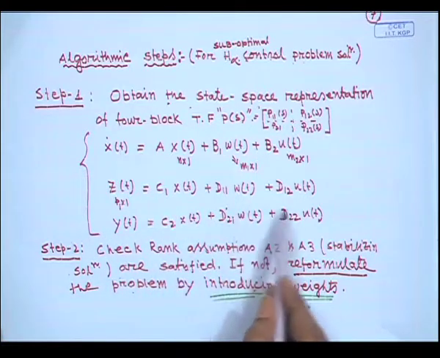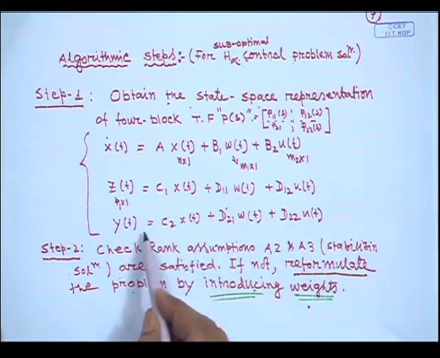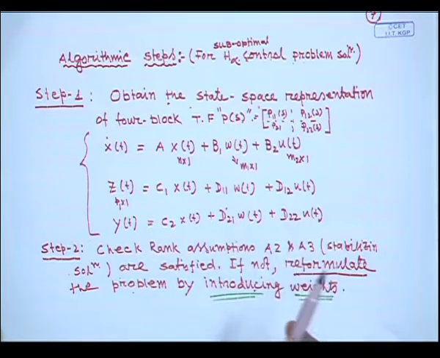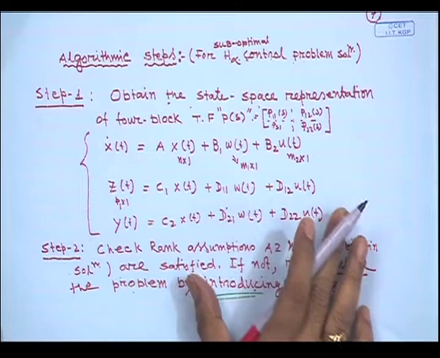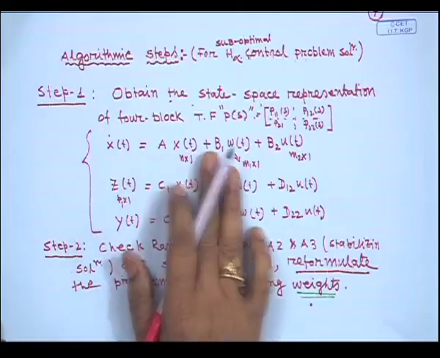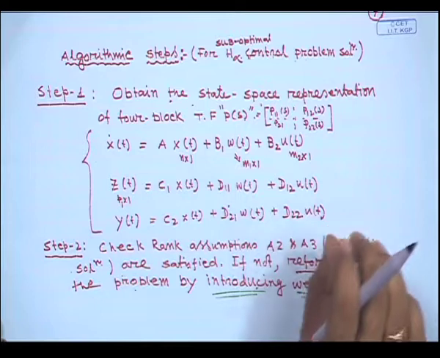Since I know the dimensions of W, U and X, I can find out the dimensions of C2, D21, D22. This is the first step: you have to make it into this structure. If you want to design an H infinity controller based on the state space model approach, then you have to put it in this structure. It is called the 4 block representation.